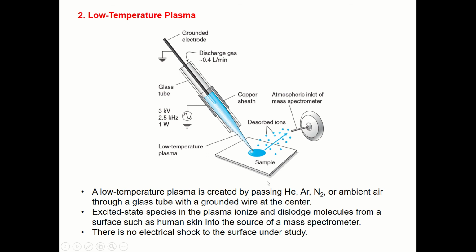Okay, and this sample information is obtained. So you may think that this low temperature plasma may be dangerous, but actually it is not. Excited species in the plasma ionize and dislodge molecules from a surface such as human skin, even human skin. This plasma is applied to human skin, so there is no electrical shock to the surface under study. So don't worry.